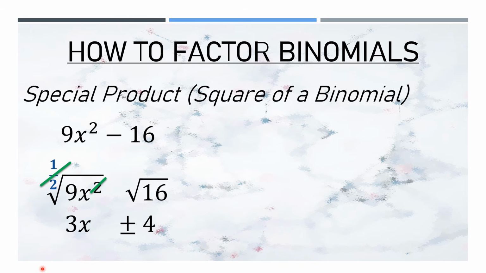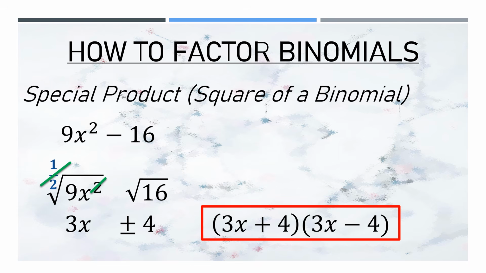So, again, meron tayo dapat na dalawang factors dito. Ihahatiin natin ang given na ito sa dalawa. Yung isa plus, yung isa ay minus. So, ang factors ng 9x squared minus 16 ay 3x plus 4 and 3x minus 4.